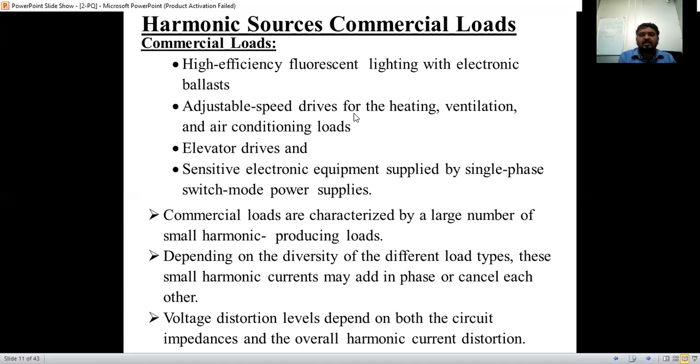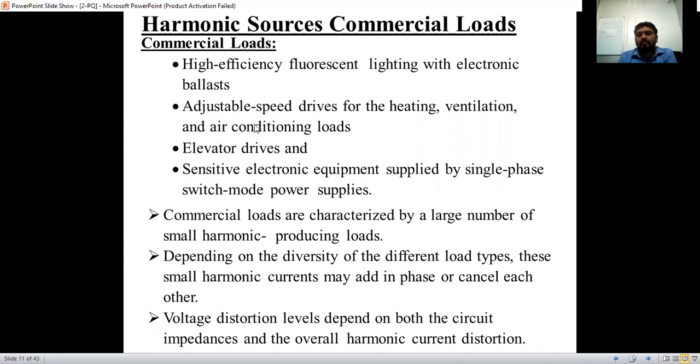These are the commercial loads which produce harmonics. And elevator drives: elevators go from ground floor to first floor like a staircase, but it rotates. We just stand there and it takes us from ground to first floor. Those are elevator drives, for example lifts. Those are adjustable speed control devices or drives we consider.